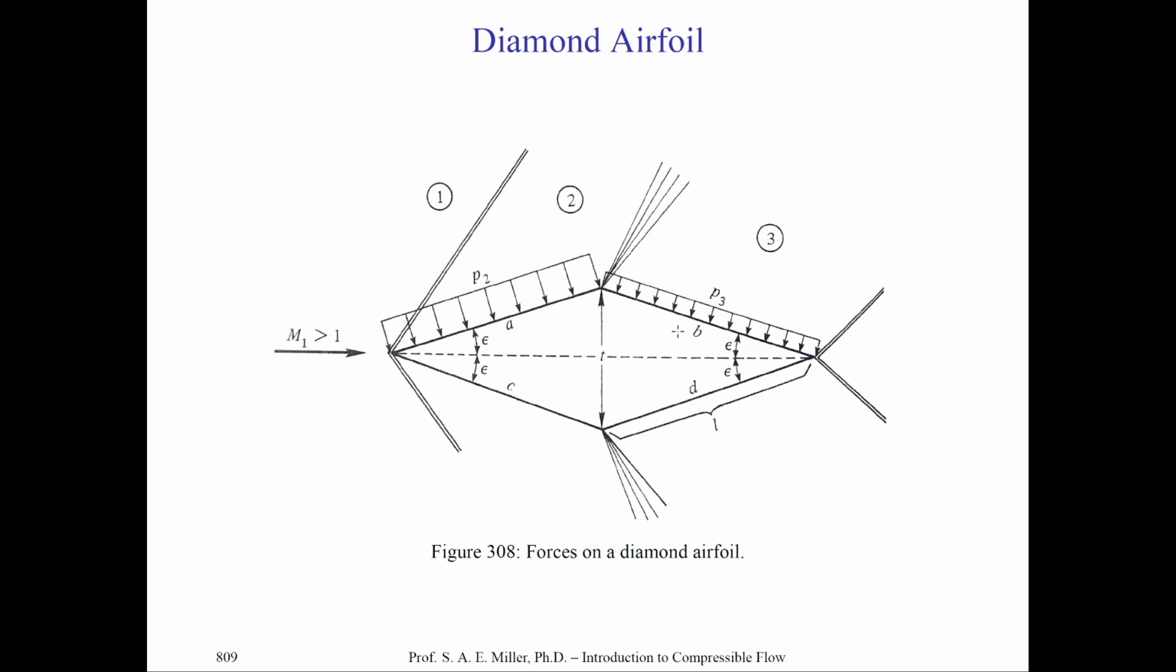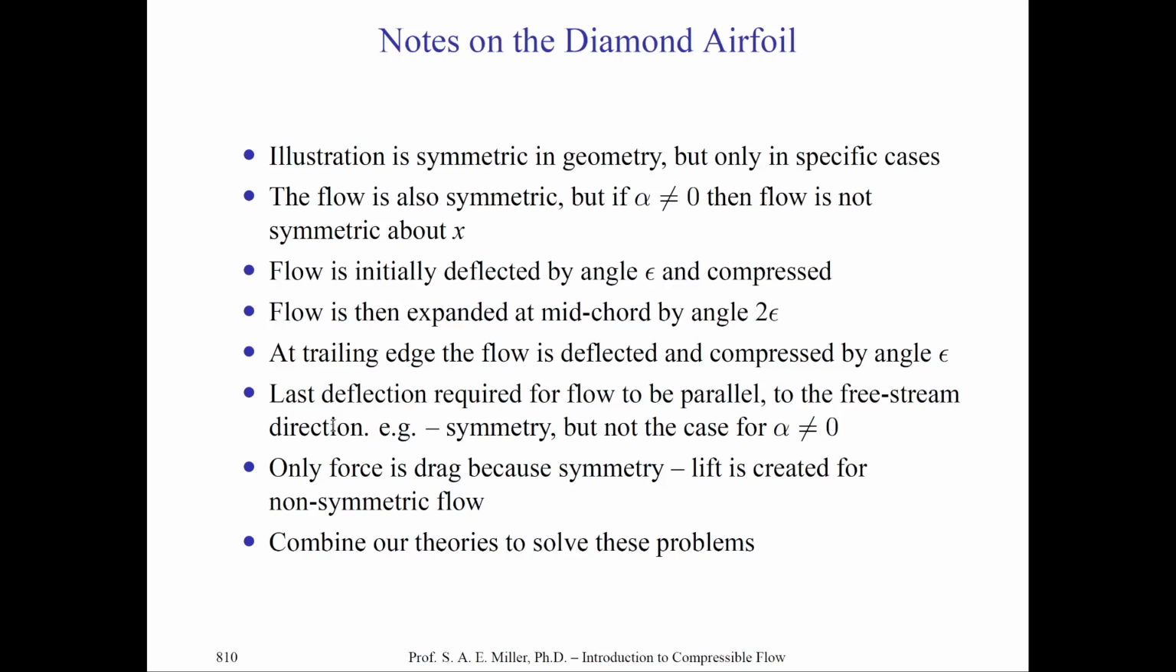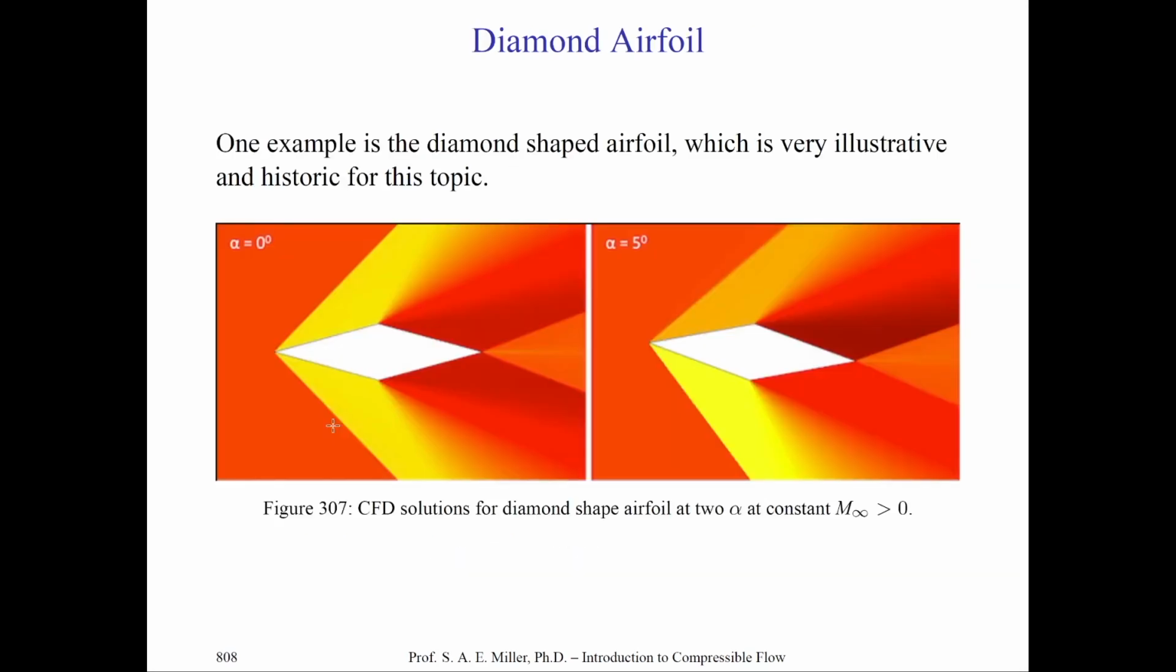Nonetheless, let's try and continue and analyze the problem where there are particular sides A, B, C, and D, where each side is length L for a symmetric diamond airfoil, which is symmetric about its cross-stream direction at maximum thickness and the axis where there's a second plane of symmetry. Let's try that and make a few notes about the situation. So you see, this is symmetric in geometry, but only in specific cases. If we have non-zero angle of attack, then of course the flow is not symmetric about x, as we showed in the contours plotted from this particular CFD solution.